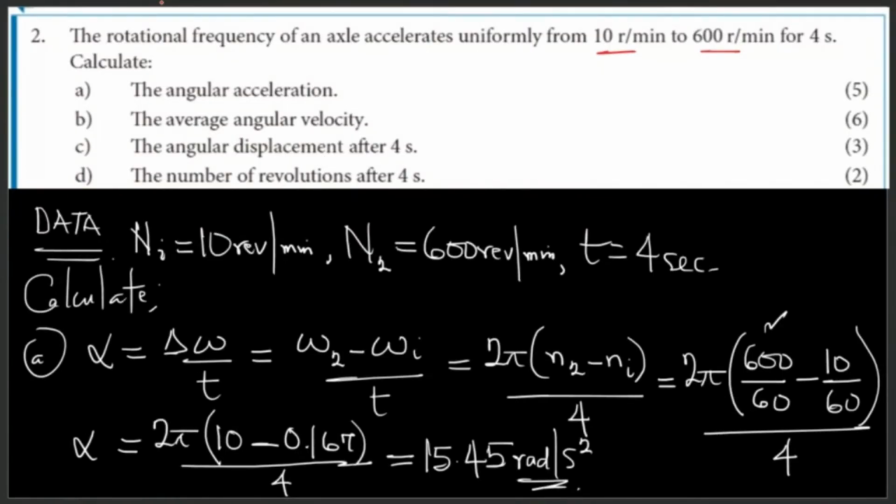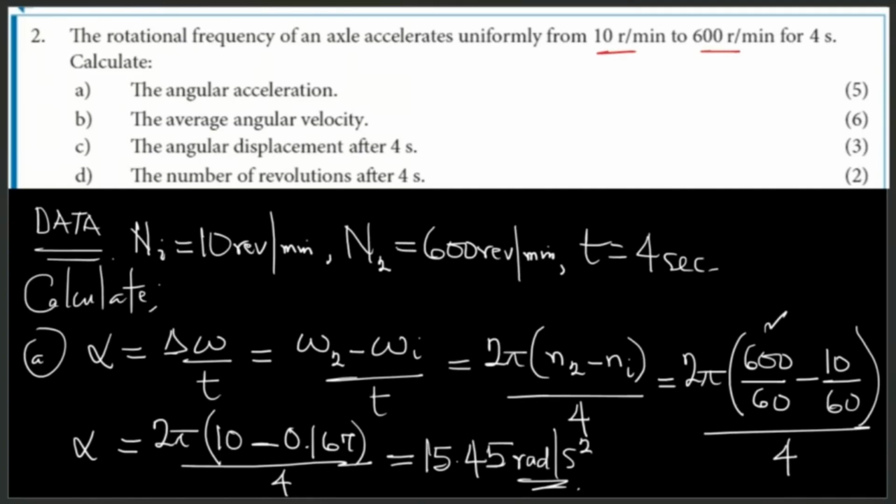So you can just find the average by adding the two rotational frequencies and dividing them by 2. It will give you rev per minute, right? Then you convert to rev per second. That rev per second that you convert it to is the revolutions in 1 second. So for 4 seconds now, you multiply it by 4.